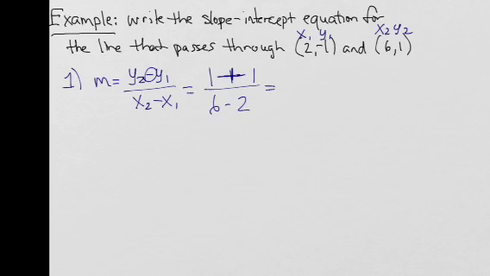So numerator, 1 plus 1 makes 2. Denominator, 6 minus 2 makes 4. And that's going to reduce down to 1/2. Always reduce fractions.